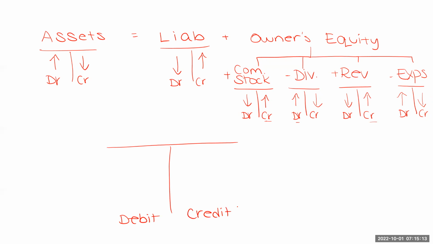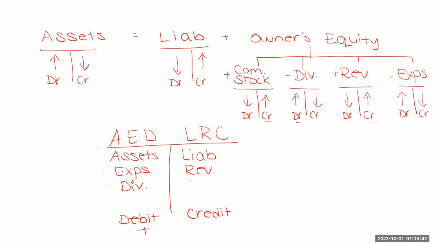Okay, so the mnemonic is, after eating dinner, let's read comics. The A stands for assets, the E, expenses, the D, dividends. And it's a way to remind us that assets, expenses, and dividends all have normal debit balances. The L stands for liabilities, the R, revenue, the C, common stock. And it's a way to remind us that these three elements have normal credit balances.